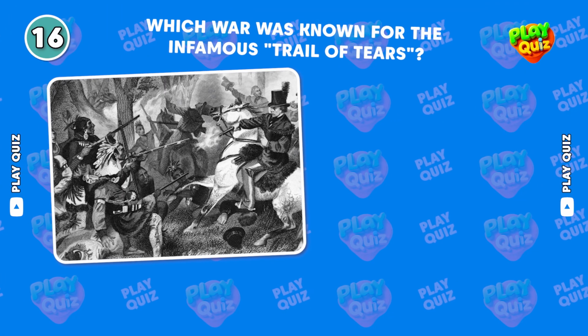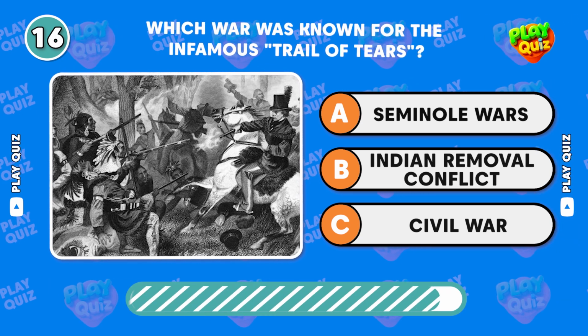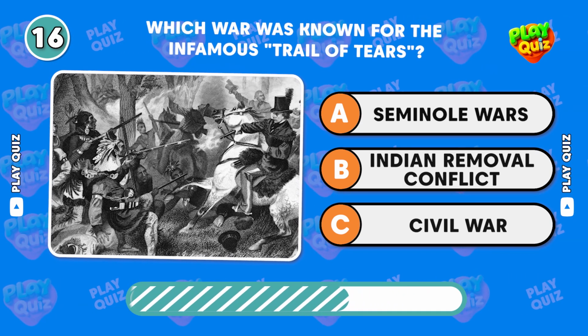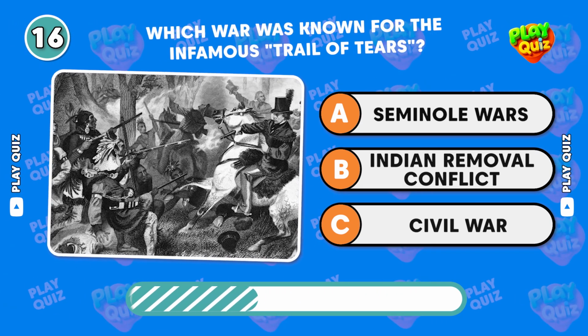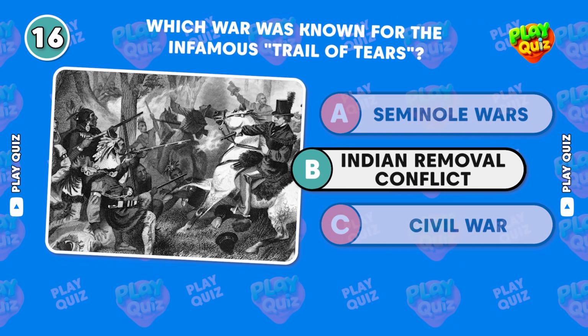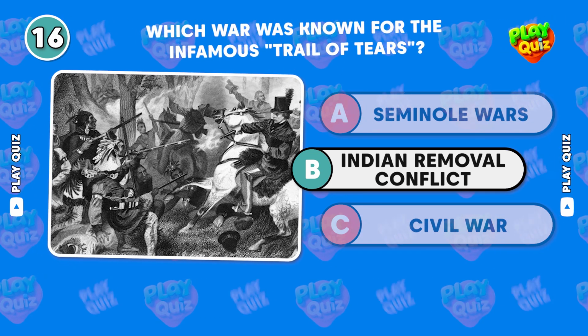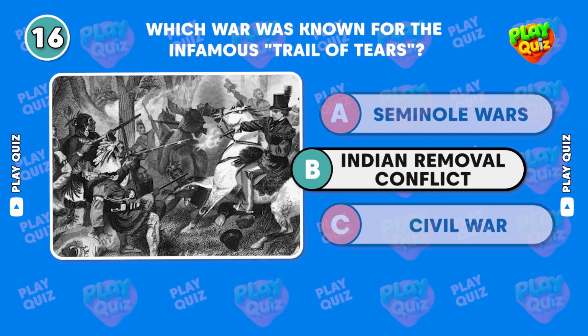16. Which war was known for the infamous Trail of Tears? Correct answer, Indian Removal Conflict. The Trail of Tears refers to the forced relocation of Native American tribes in the 1830s, causing thousands of deaths.